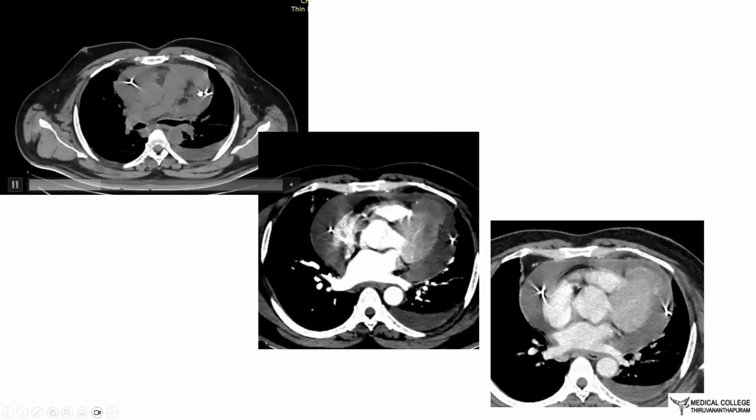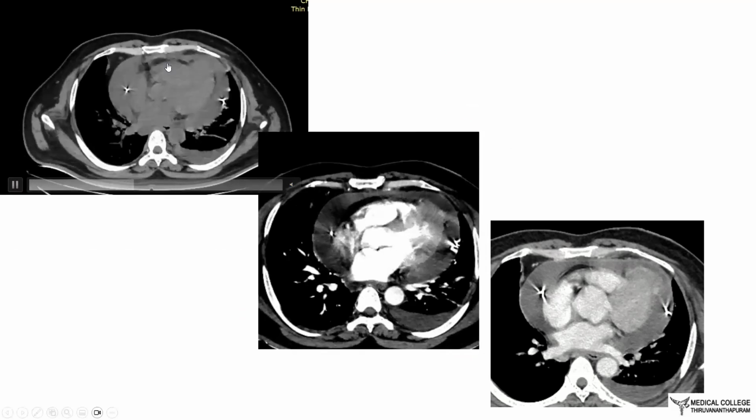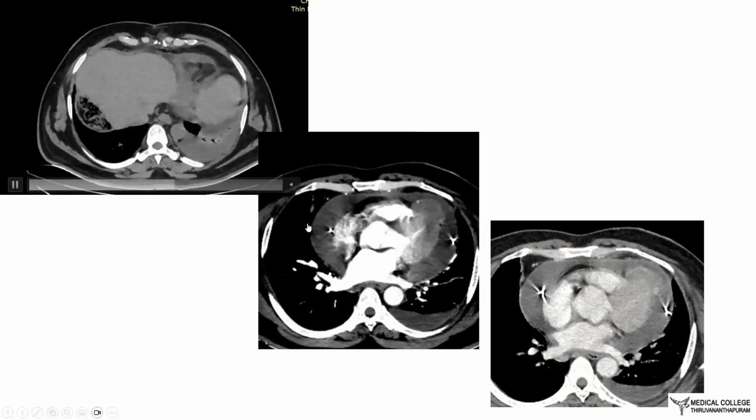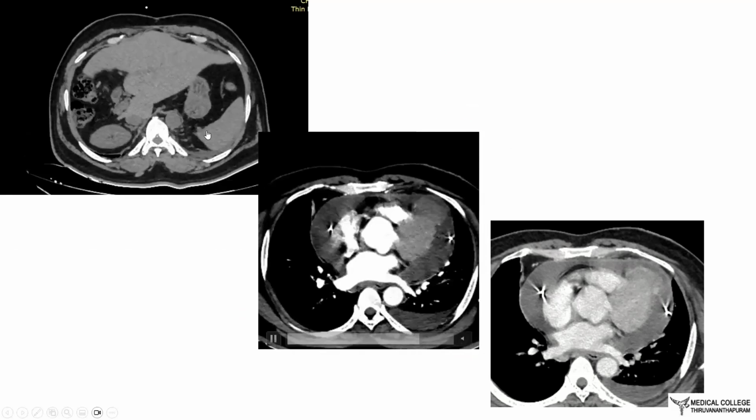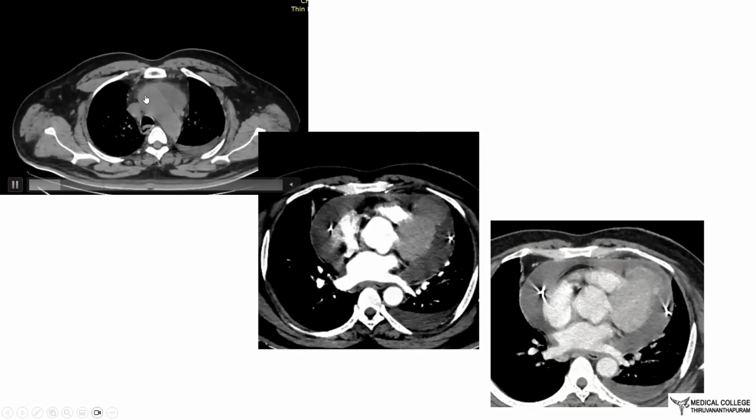So this patient came with chest pain, breathlessness. Echo showed hemopericardium with cardiac tamponade.